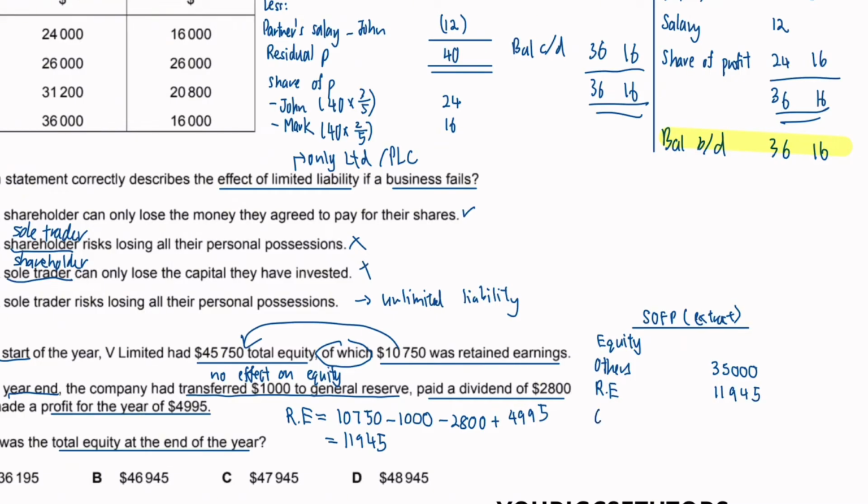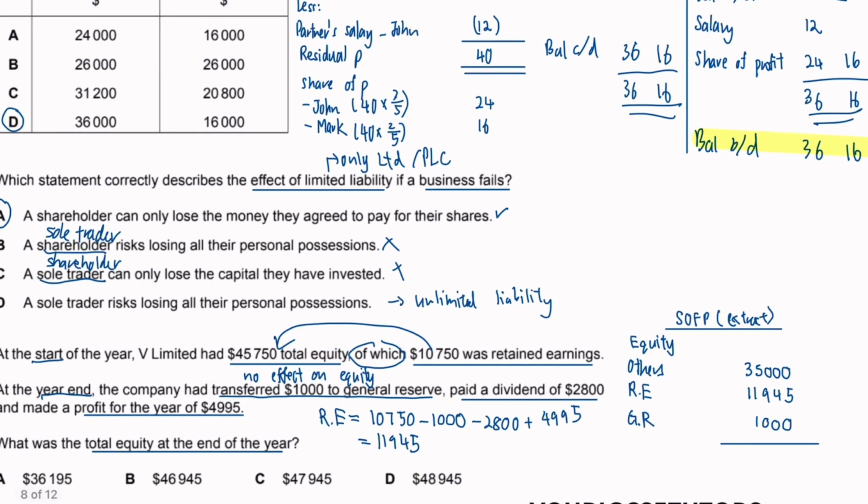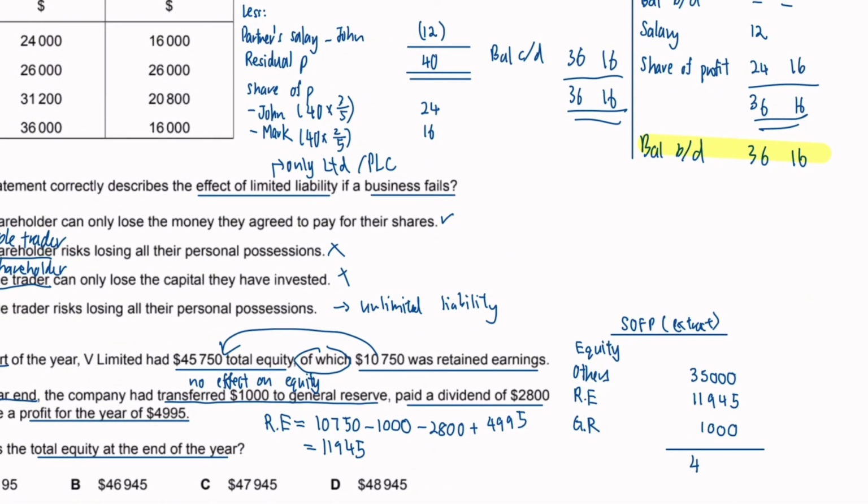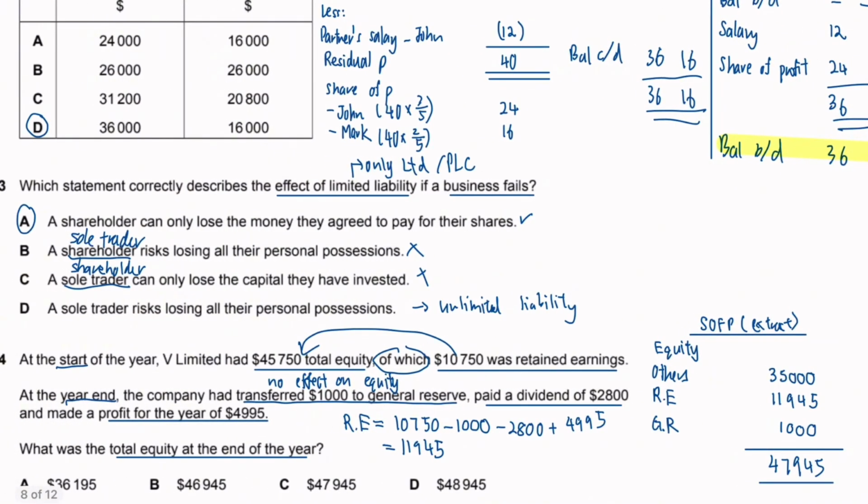Remember general reserve. Because you transfer from retained earnings to general reserve, you need to plus back the 1,000. And then the question wants the total equity. So you just add up this, you'll get the answer, 47,945. Okay, so C is the correct answer.